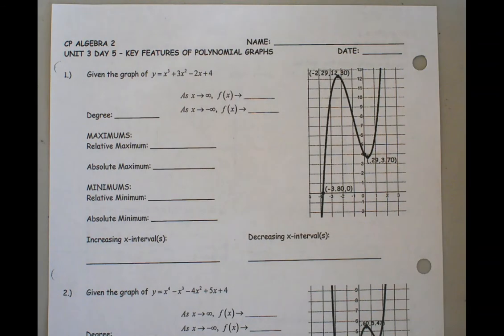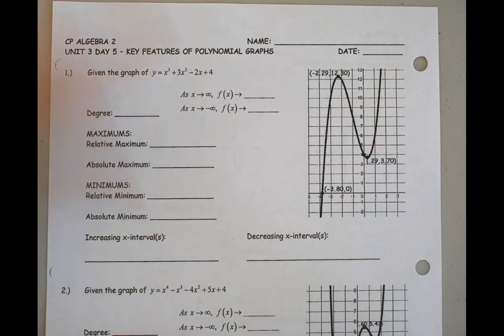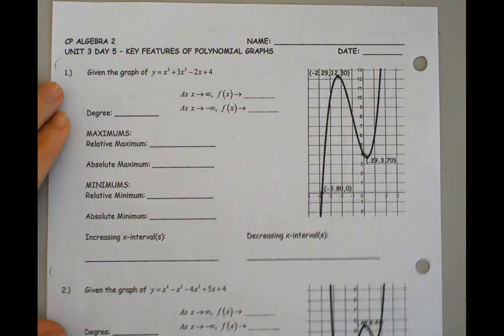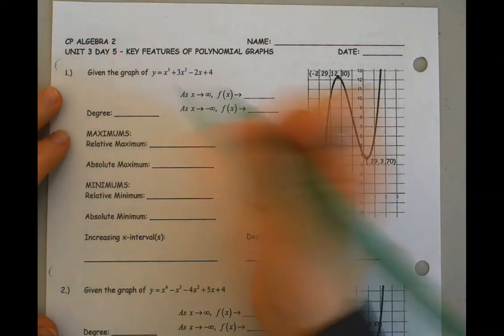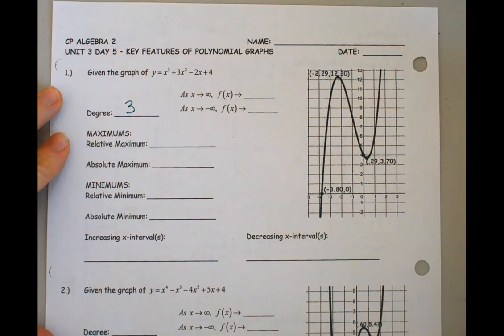made for us. So if we look at number one, they've given us the function. So x cubed plus 3x squared minus 2x plus 4. And then we really just are looking at information off of the graph. So we should be able to tell from the function that our degree is a third degree, right? My highest exponent here is 3.